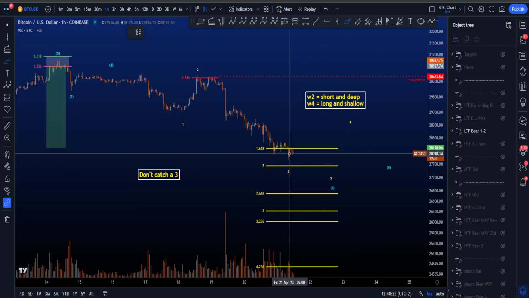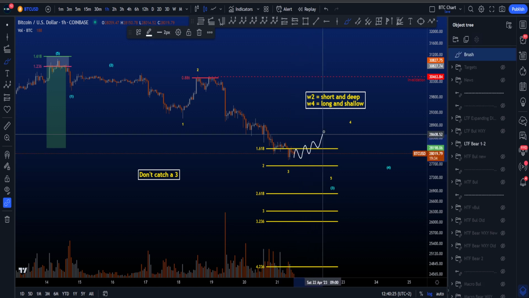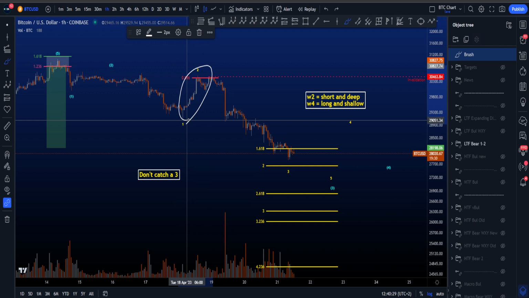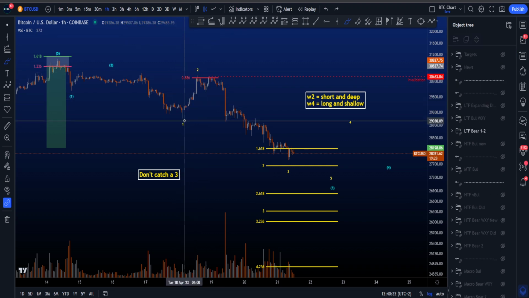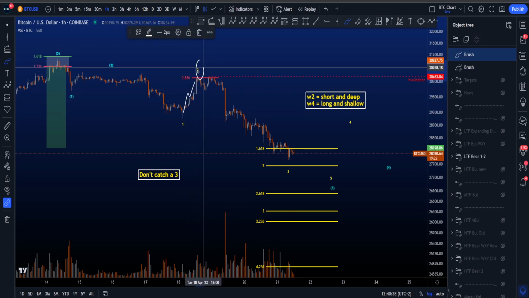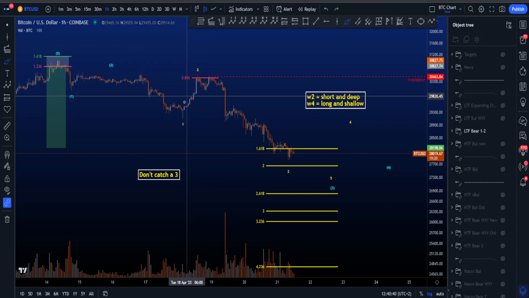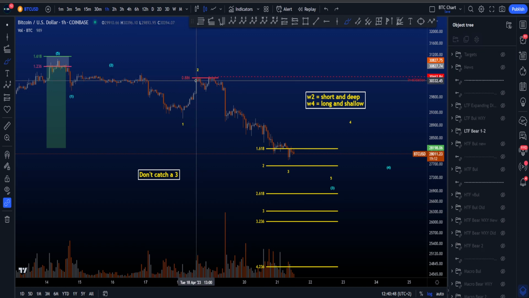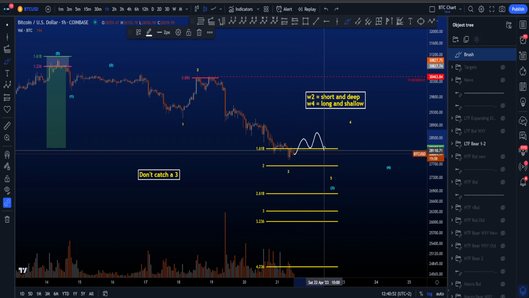But eventually what I want to see is a longer and shallow wave 4, because what I wrote over here is this wave 2 retraced all the way to the 0.886, and it was a zigzag, which is a 5-3-5 wave move. Now, a zigzag move and a wave 2 retracing to the 0.886 is a short and deep correction, which, if you follow the rule of alternation in Elliott Waves, usually means that wave 4 is going to be a more shallow but longer correction.